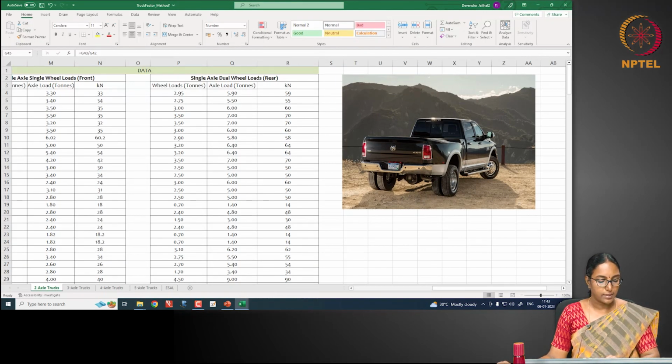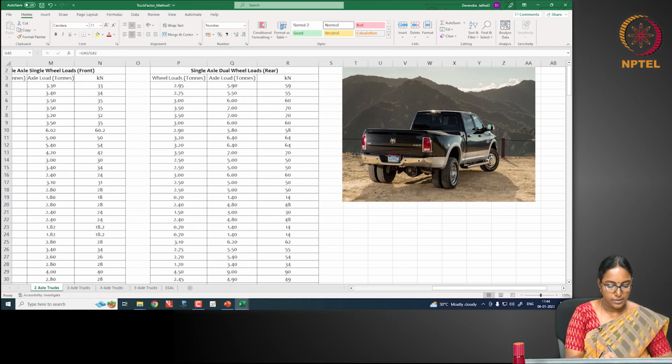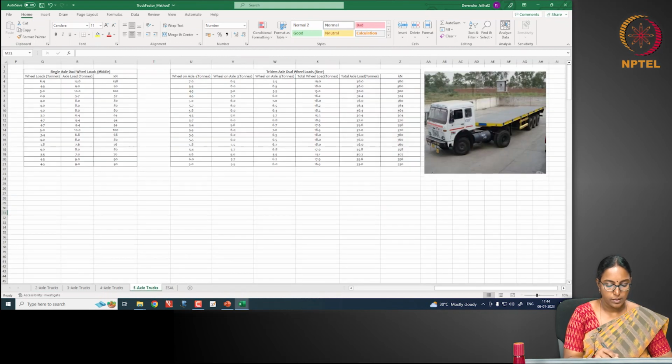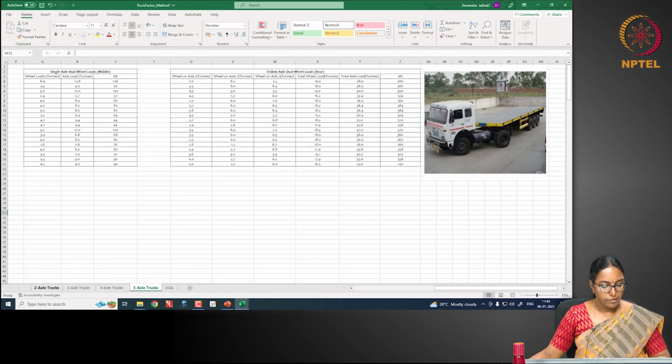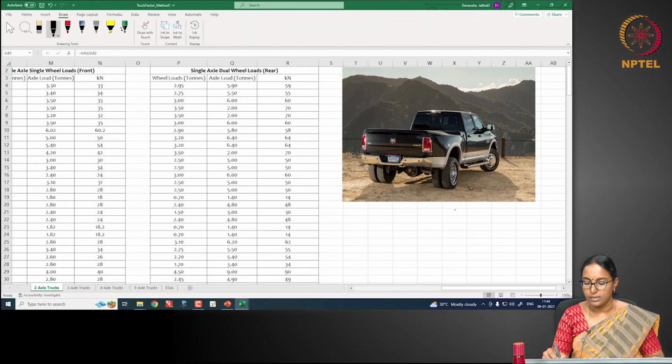Now once collecting the data, you can see that in this Excel sheet I have marked it as different pages, as one is the 2 axle truck, the other is named as 3 axle truck, 4 axle truck, then 5 axle truck and so on. Okay. So this is an example of the 2 axle truck that you are considering. See, there is a front axle with a single axle single wheel and a rear axle with a single axle dual wheel. So this class is categorized as a 2 axle truck in the study.